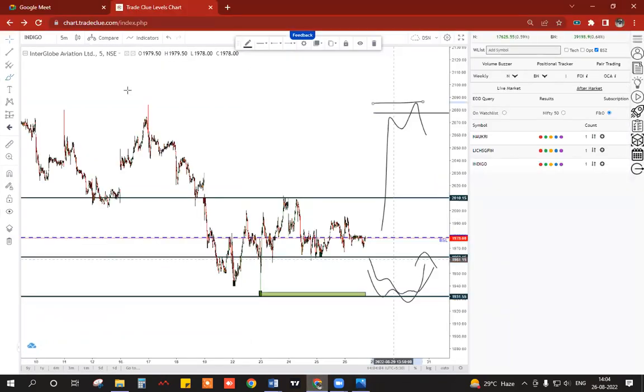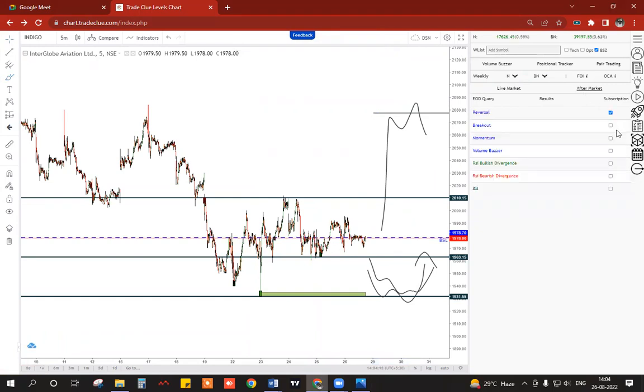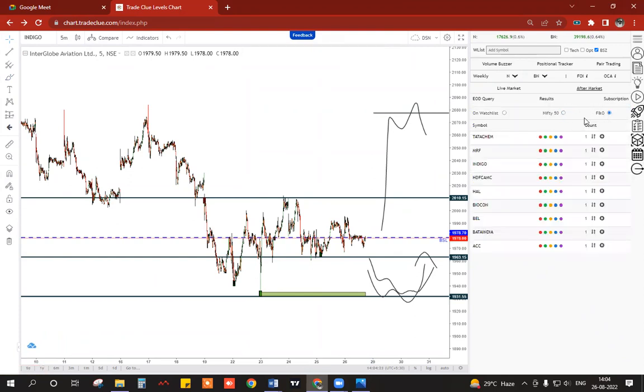So we need to follow those structures likewise, and every day this aftermarket scanner gets updated. You will be getting reversal. As I said, for reversal, select reversal. For best breakout trades, you can select breakout and momentum, out of which you will be getting certain stocks. Do your analysis in this regard.